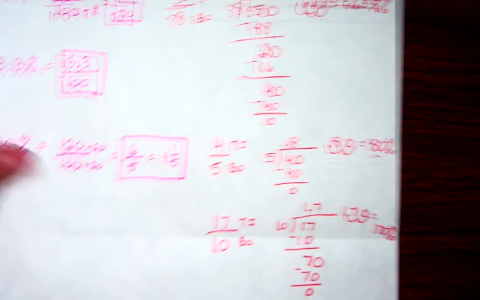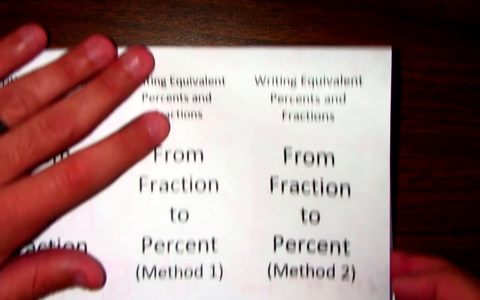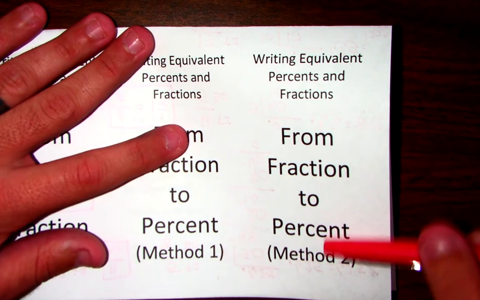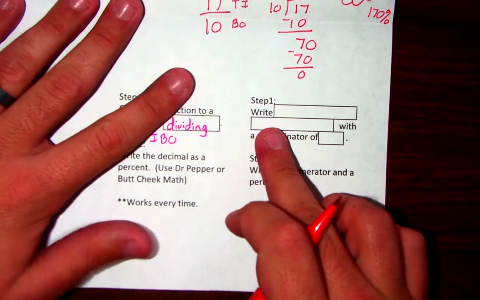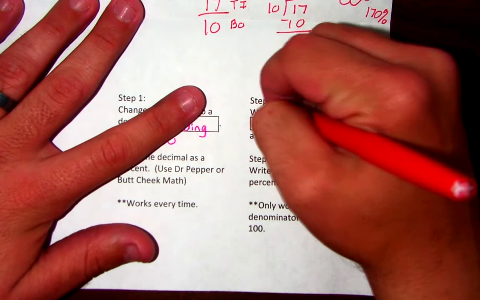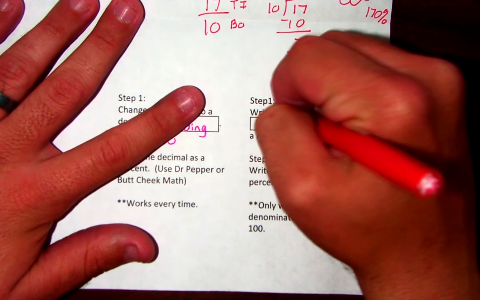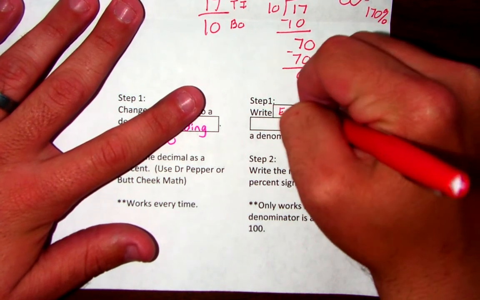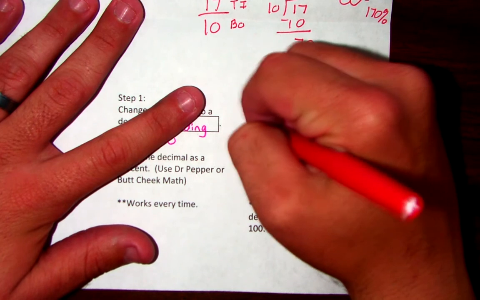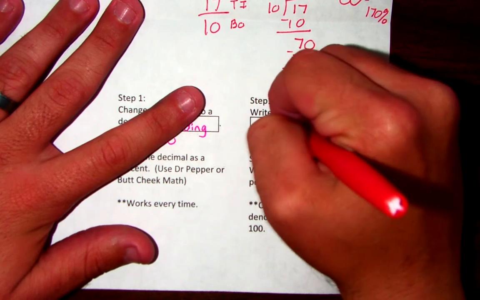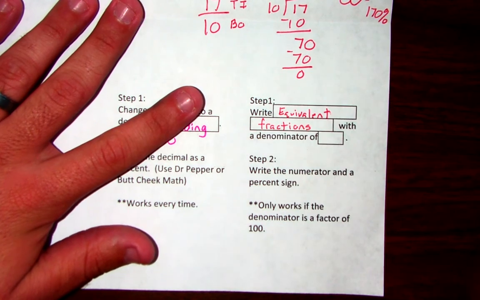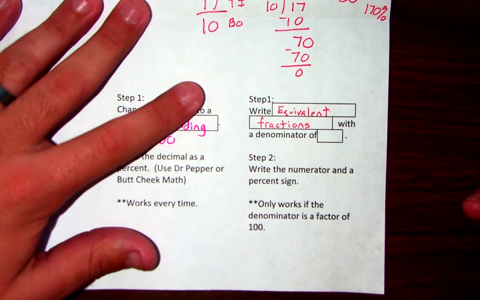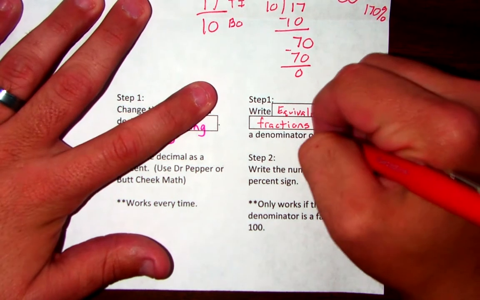Alright, the last one we have now is from fraction to percent method 2. Write equivalent fractions with a denominator of 100.